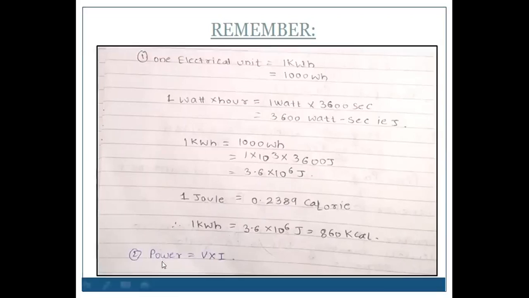And the next thing is electrical power is equal to voltage into current. Just remember this.